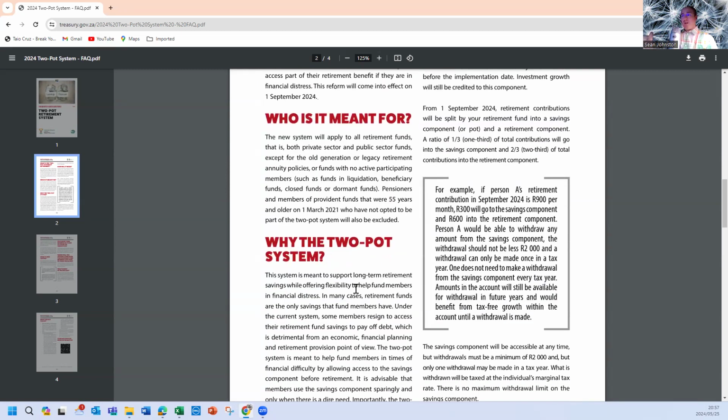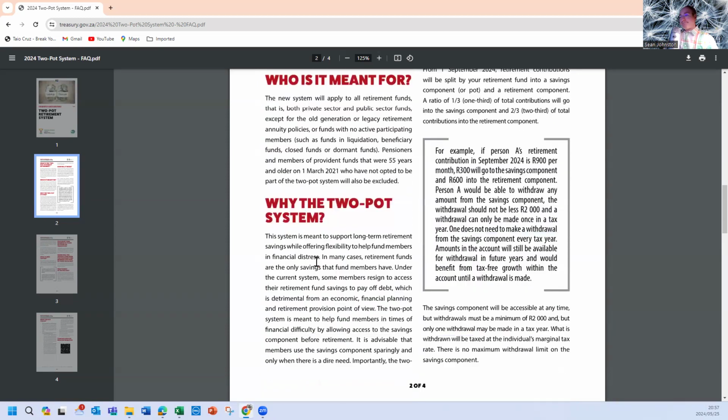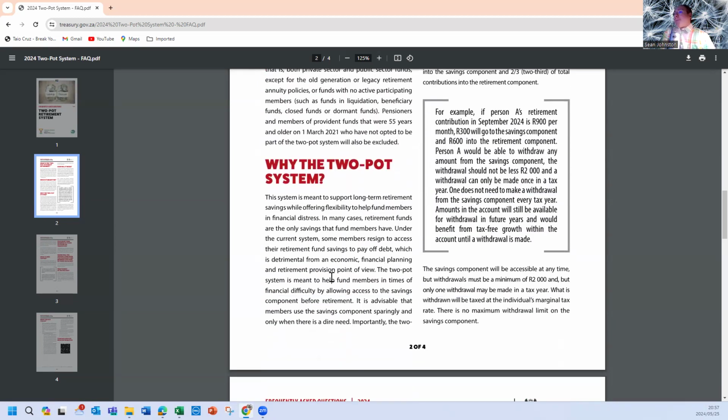And then why the two-pot system? This sort of gives you a bit of insight already, but let's read what they say. This system is meant to support long-term retirement savings while offering flexibility to help members in financial distress. In many cases, retirement funds are the only savings, to put an alarm bell already, that fund members have. Under the current system, some members resigned to access the retirement funds to pay off debt. Yeah, as I said, you get taxed on your withdrawals, so not really the best strategy there.